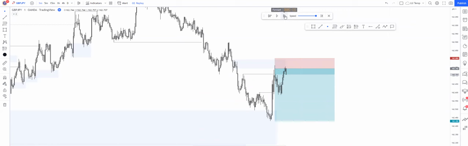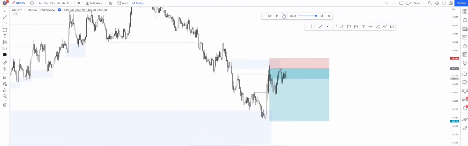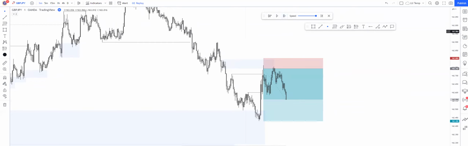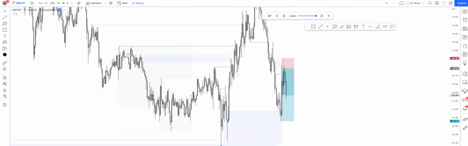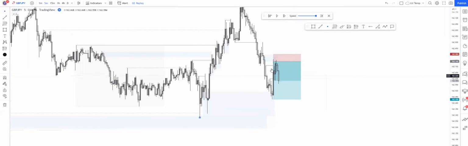What happens? Once we break this low, I'm going to break even. Nice. All right, so break even. This is already 1 to 5, so I'll be done for the day. This is a very nice trade.